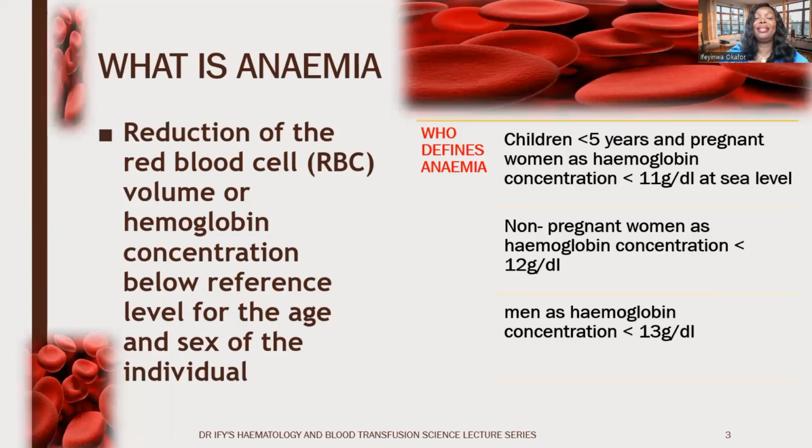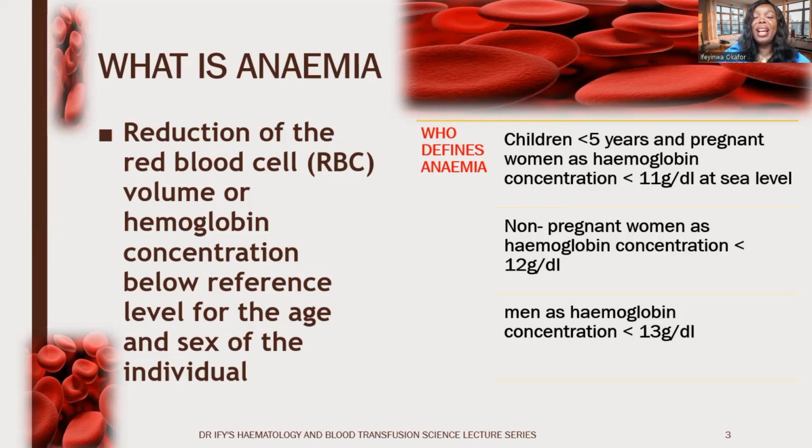What is anemia? By definition, anemia can simply be said to be a reduction in the red blood cell volume or hemoglobin concentration below the reference level for the age and sex of a particular individual.